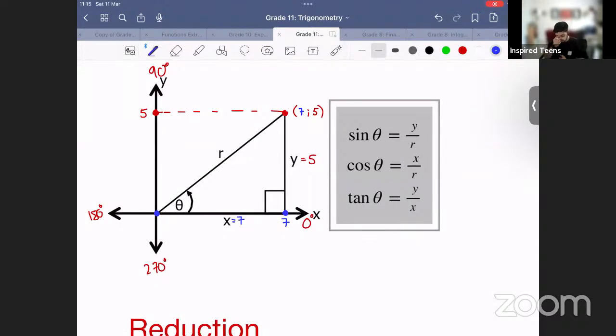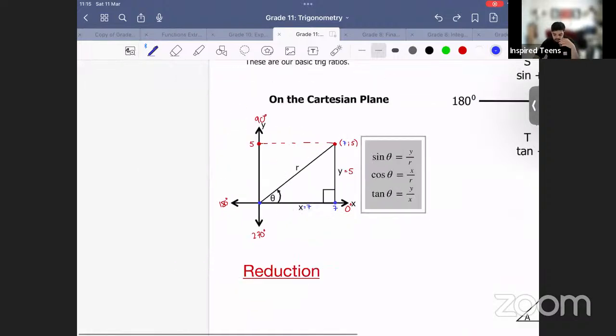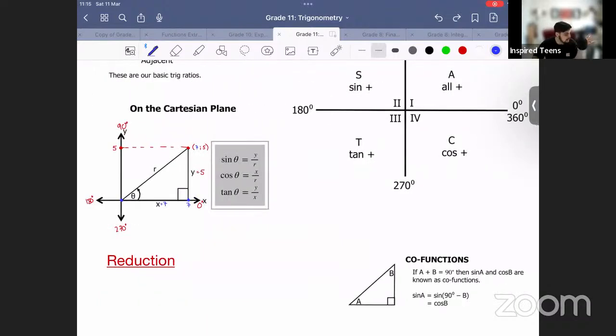So how we can remember it: our hypotenuse is our r, which is the diagonal line. So sine theta is y over r, cos theta is x over r, tan theta is y over x. You don't have to learn these symbols. You can just use your understanding of how the 90-degree triangle works.